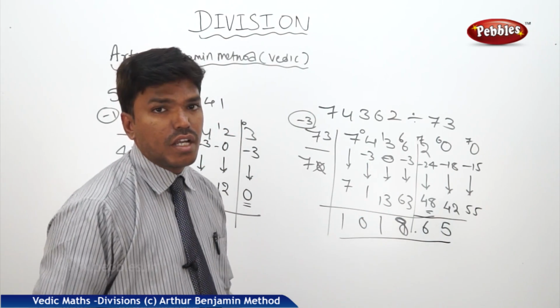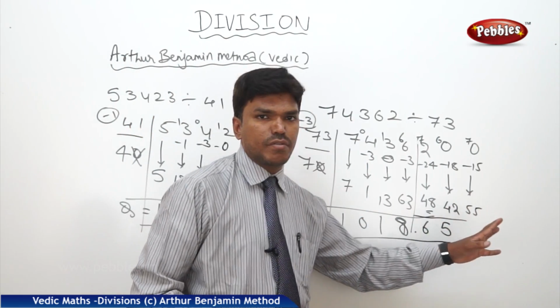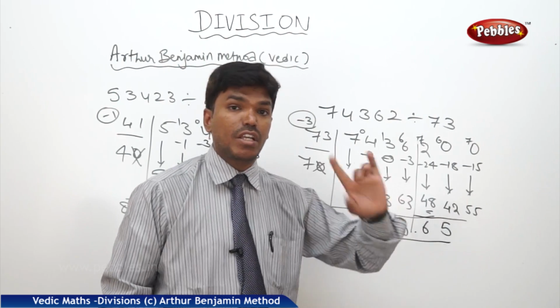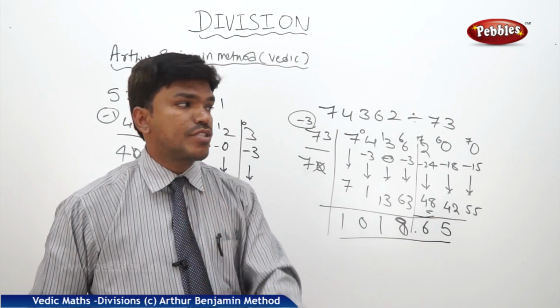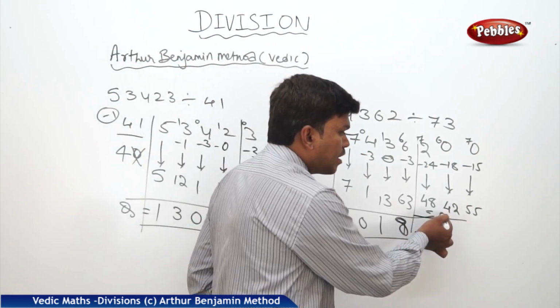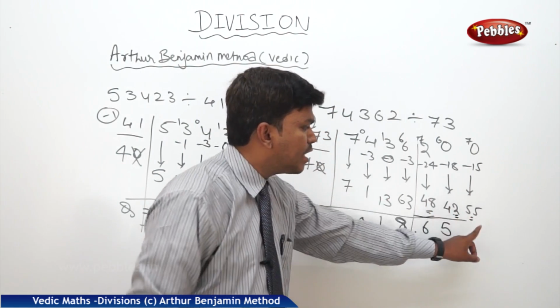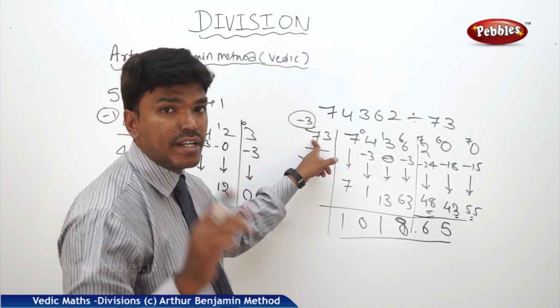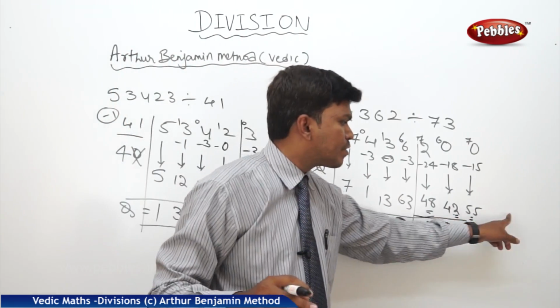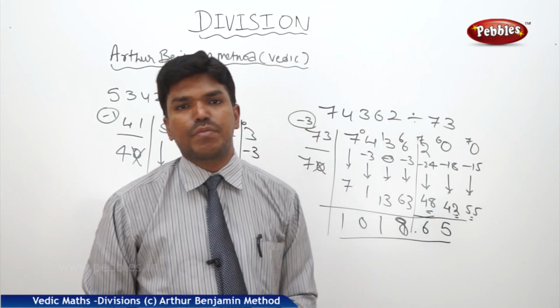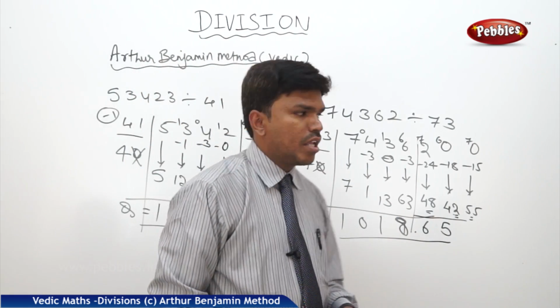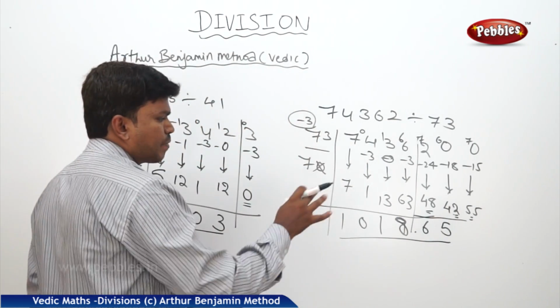So like that. You may think where this process stops. You know where it stops? Whenever in the remainder places we get a multiple of 73, the main divisor, there it stops. Understand? Like that. Now, so what is my answer?